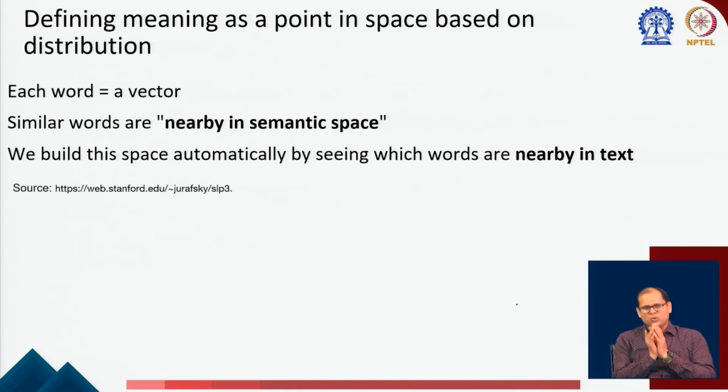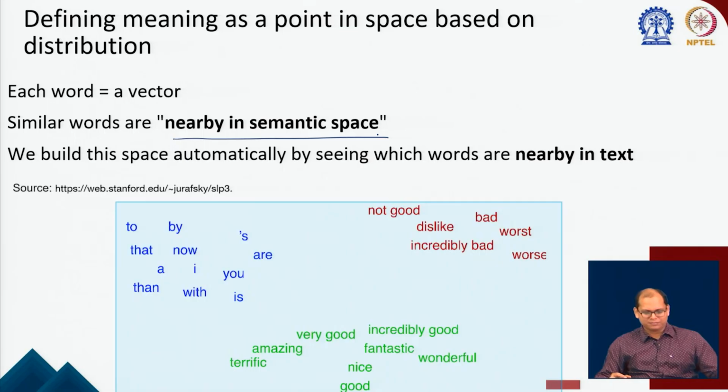So, finally, what do you want to do? You want to represent a word by using a vector. And what is our criterion? Similar words should be nearby in the semantic space. They should have similar distributional patterns, similar vectors. Similar words should have similar vectors. And we want to build this space automatically by seeing which words are nearby in the data.